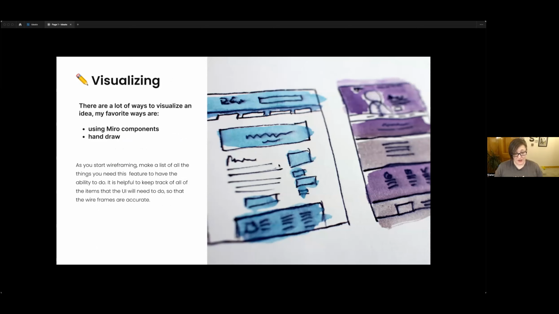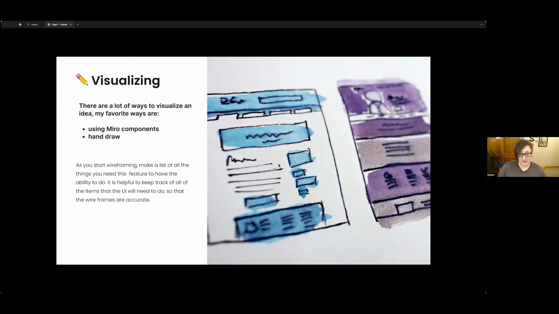I really like to hand draw things. This is not mine, but it's beautiful. I admire people who can take the time to pull out their watercolors and do these really cool wireframes. It provides this finesse to presenting to stakeholders that I think is really special. But it's not required, right? When I look through resumes and websites, it's nice to see a hand-drawn wireframe, but if it's Miro drawn or Figma drawn or however drawn, that's totally fine.